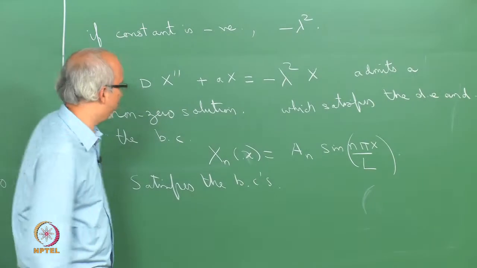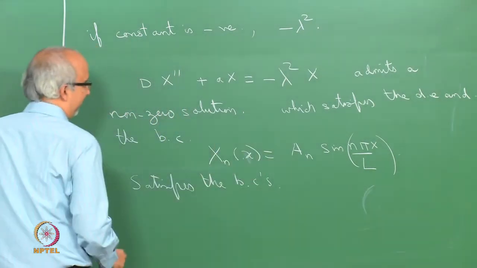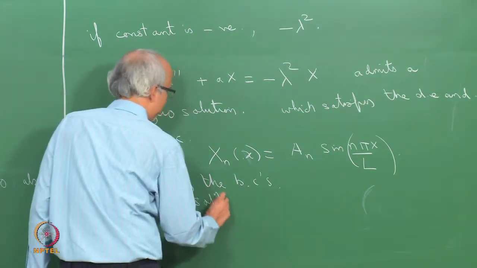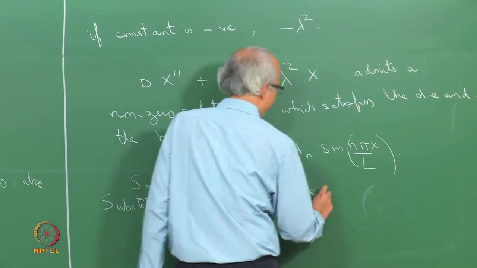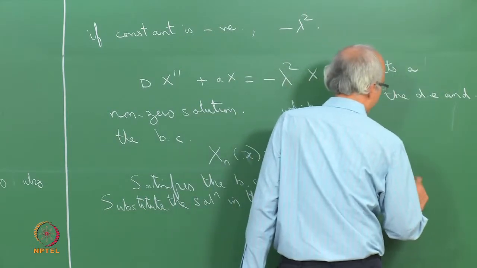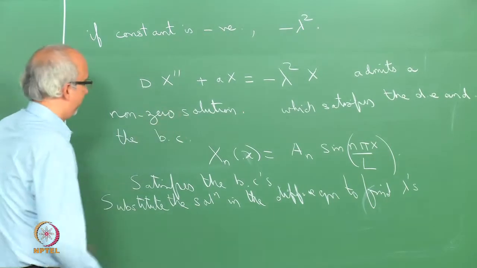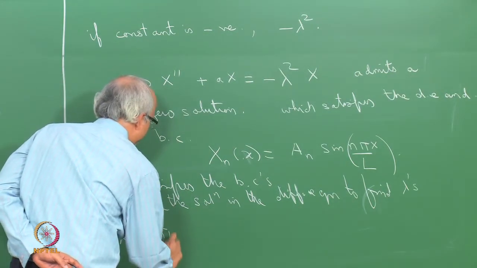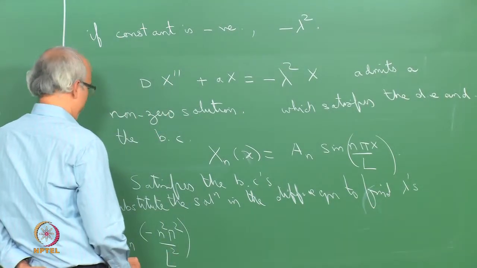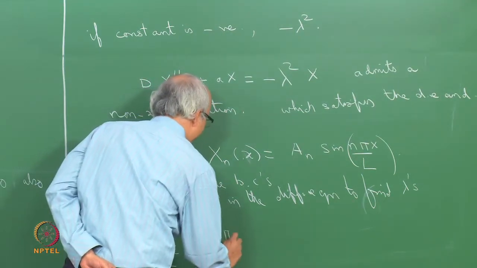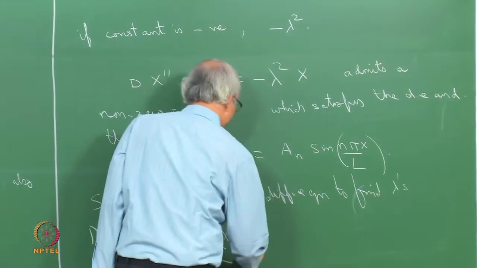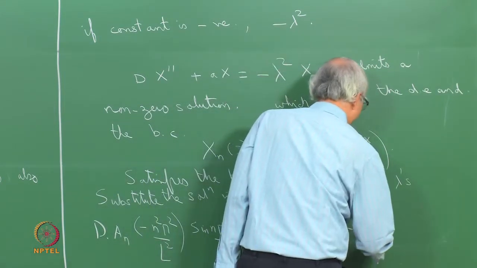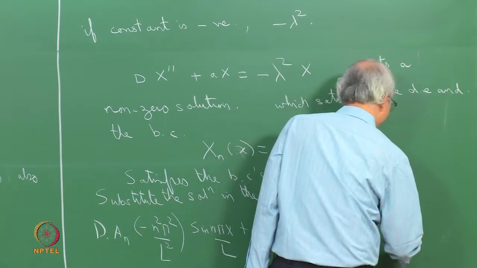That's the plan. Okay. So to find lambda, I just substitute the solution in the differential equation to find the lambdas. Okay, so let's do that. What do you get? You have the D, you have the A_n, and when you differentiate it two times, you get minus n squared pi squared by L squared multiplied by sin n pi x by L, plus small a multiplied by capital A sin n pi x by L, equals minus lambda squared capital A sin n pi x by L.